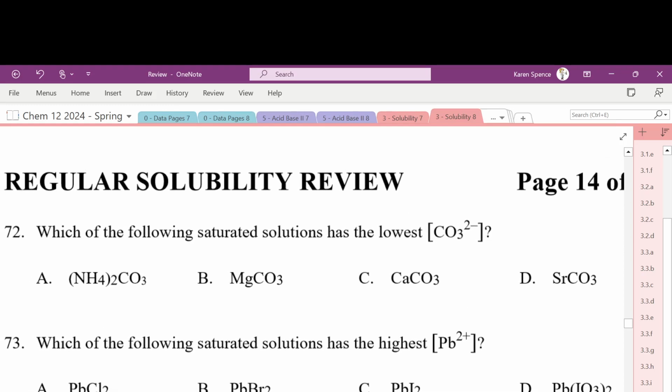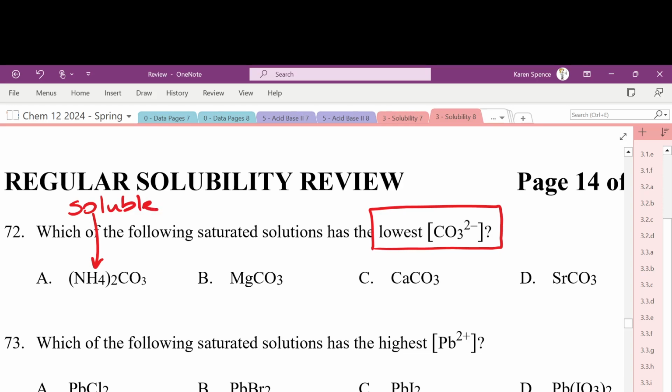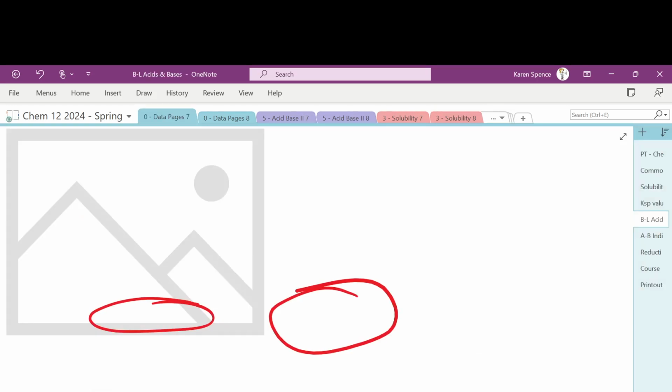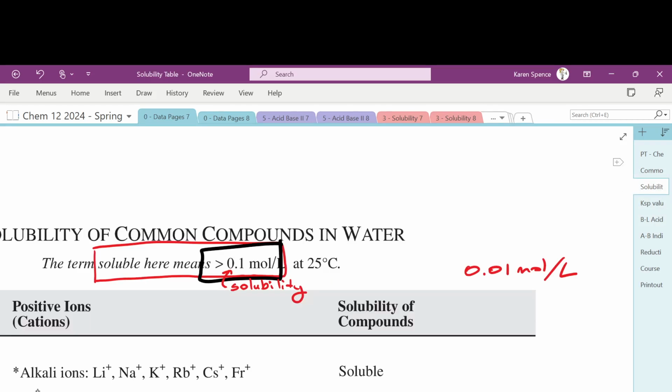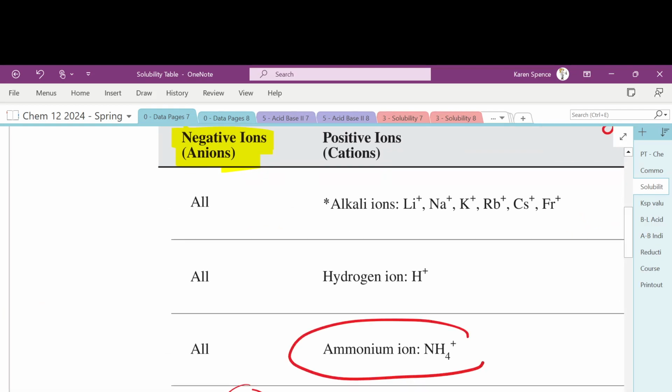Which of the following has the lowest carbonate? So we have ammonium carbonate. What do you know about ammonium salts? They are soluble. And if you don't know, you can go look it up. You can say, oh, where's ammonium? Ammonium is soluble with all ions, so it's definitely not that one.